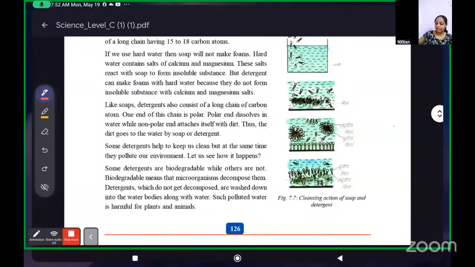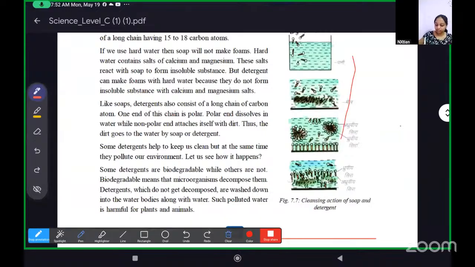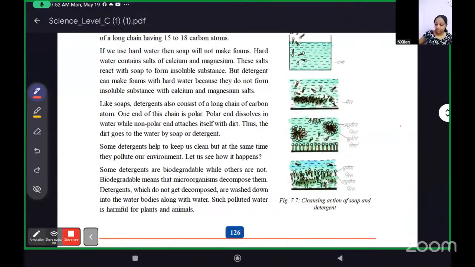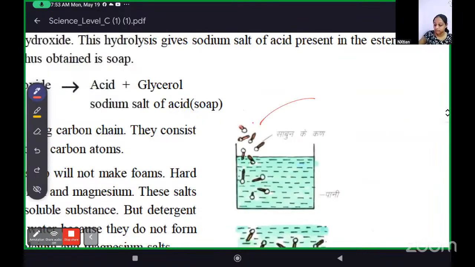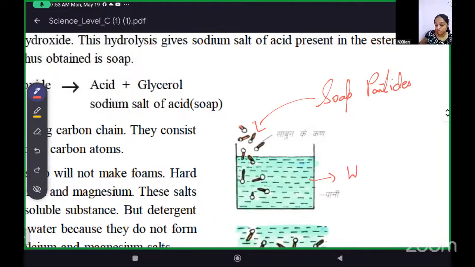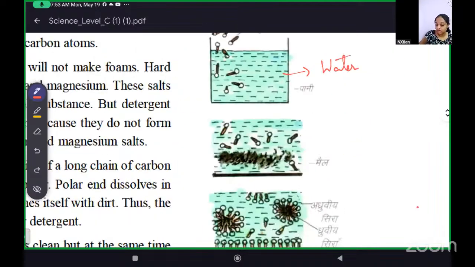I was telling that these are soap particles going into water. Then this is dirt that is in the lower level of the water.